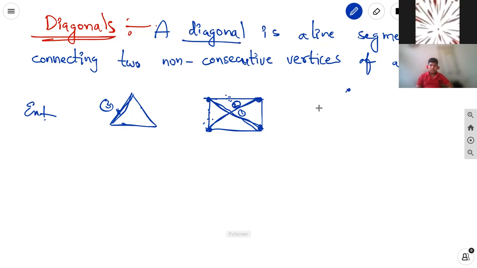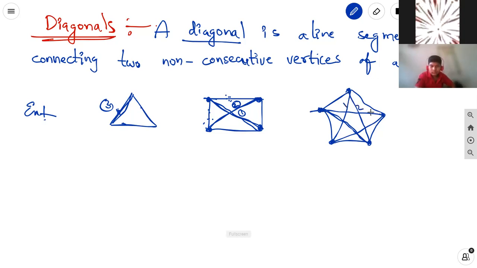Suppose for example we are taking the pentagon. 1, 2, 3, 4, 5. So for this vertex, this and this are consecutive vertices. This is the non-consecutive vertex. This is the non-consecutive vertex. And again for this vertex, this and this are consecutive vertices. Non-consecutive is this and this. For this vertex, these two are consecutive vertices. This is the non-consecutive and this is also non-consecutive. For this already we joined. For this we joined.